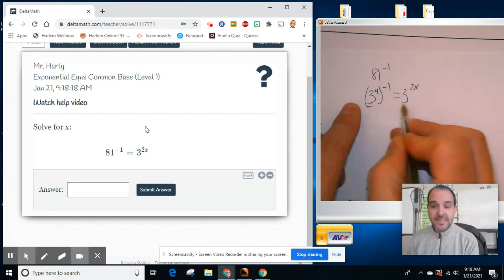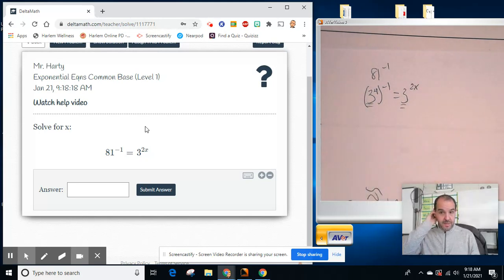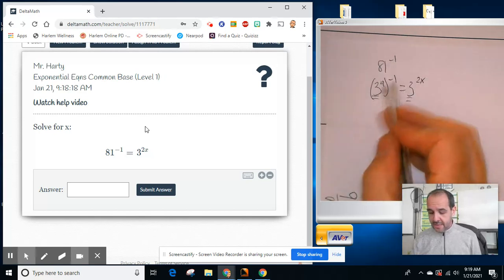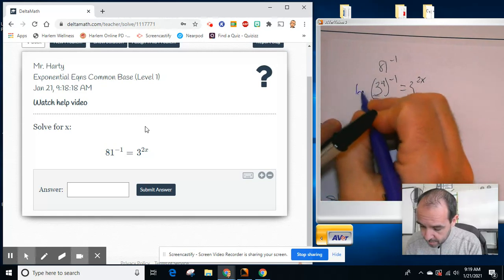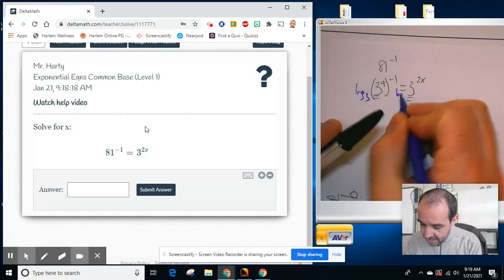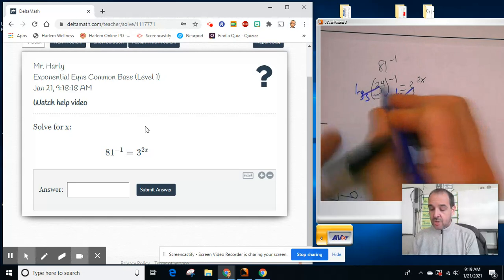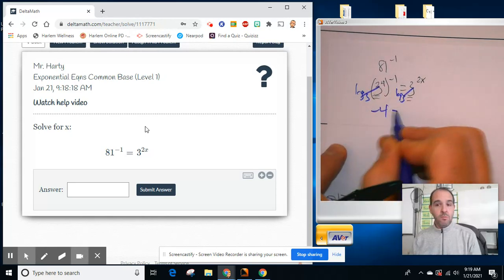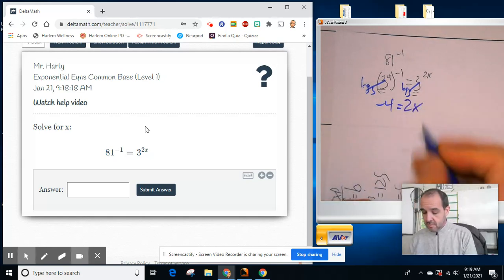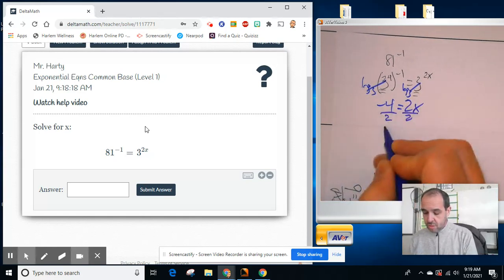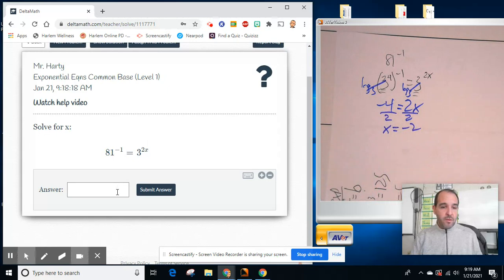Our goal is to get those two to be the same. Once they are, exponent rules tell us we multiply the exponents. Now, what's actually happened here is that by logarithms, those are gone. So 4 times negative 1 is negative 4, because that's just an exponent rule. This is just 2x. Solve it. Divide by 2. Negative 2.